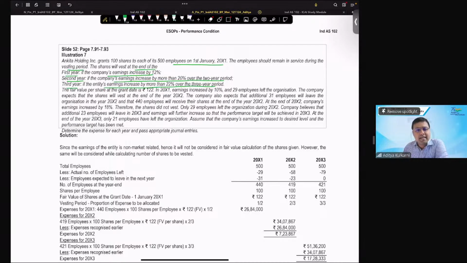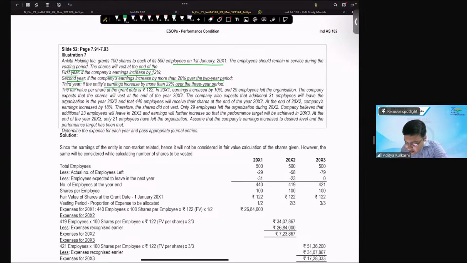Are you able to understand this? Condition understood? Yes, Mamta? Yes, sir. You understood the question. So year 1, I will check. If the earnings have not increased by 12%, then options won't vest. Then I will take the vesting period as 2 years. At the end of 2 years, if it does not vest, I will take the vesting period as 3 years. So the vesting period goes on changing because this is a performance related condition. This is a non-market based performance condition.